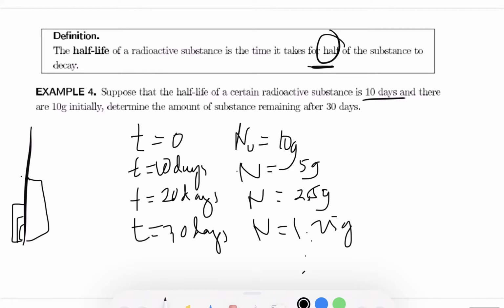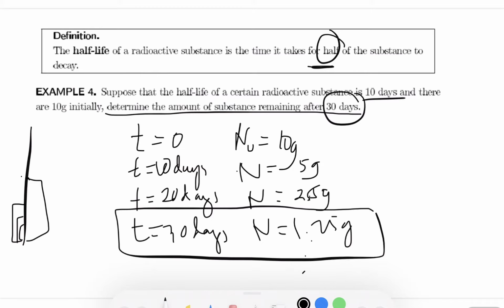After 30 days, again, this is 1.25 grams, and so on. So the question is, determine the amount of substance remaining after 30 days. Based on observation, after 30 days, only 1.25 grams remain. Okay? Remaining: 1.25 grams of substance.